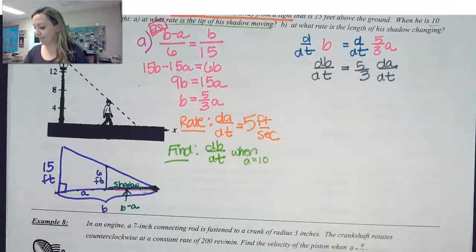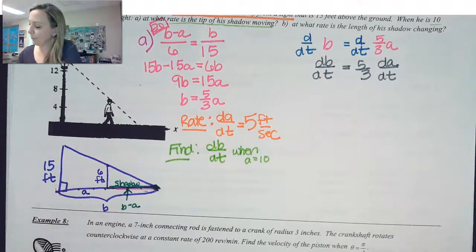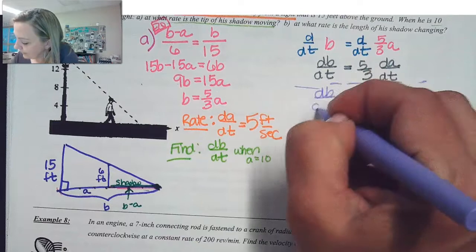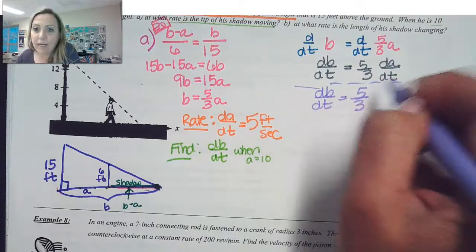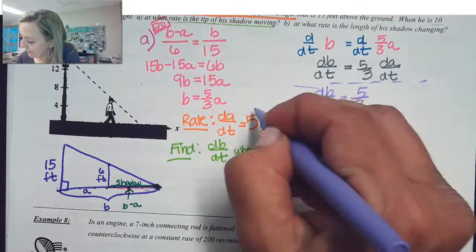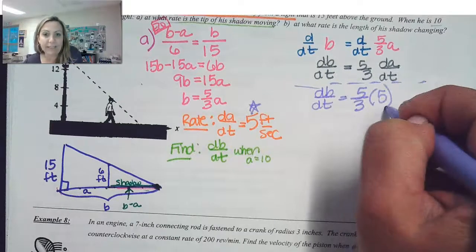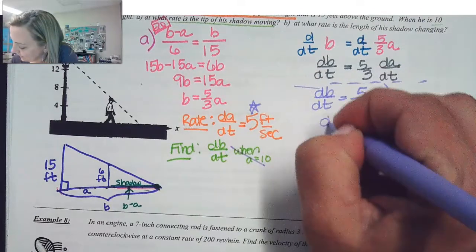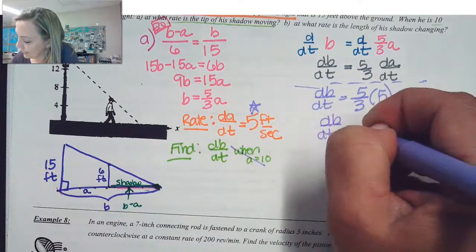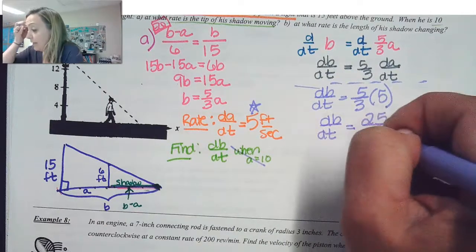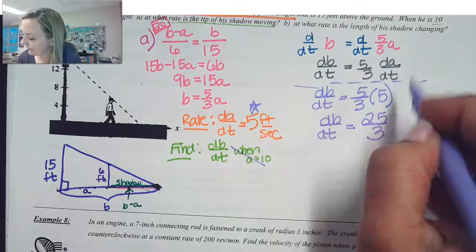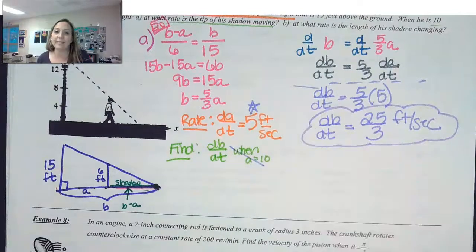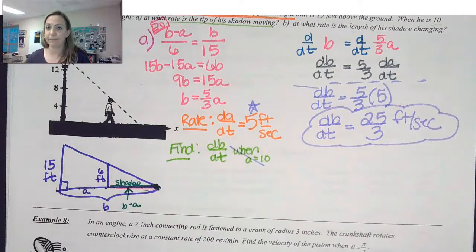And now we have step three. Step three is where we're going to put that in. So dB/dt equals 5/3, and dA/dt was this 5 feet per second. Oh, it doesn't look like we needed the A equals 10 at all, did we? So we can say that dB/dt is going to be 25/3, and our unit would be feet per second. Okay, so that's letter A, the tip of his shadow is moving.